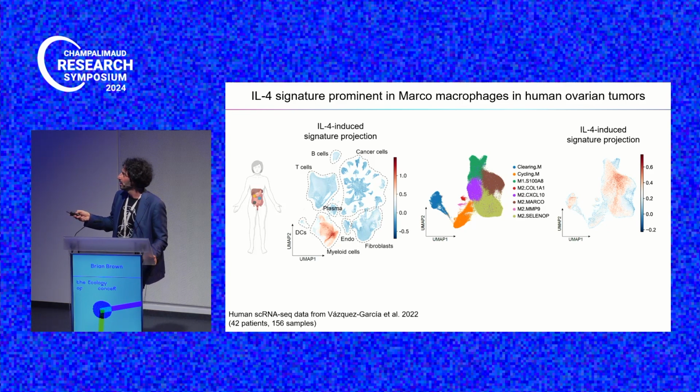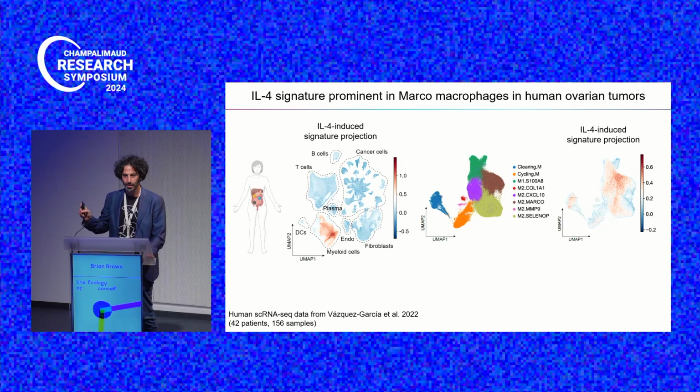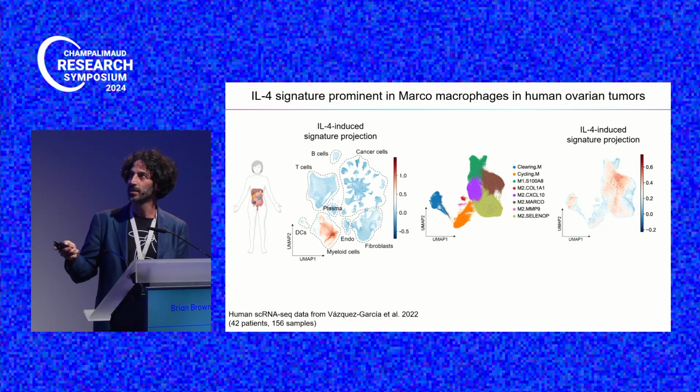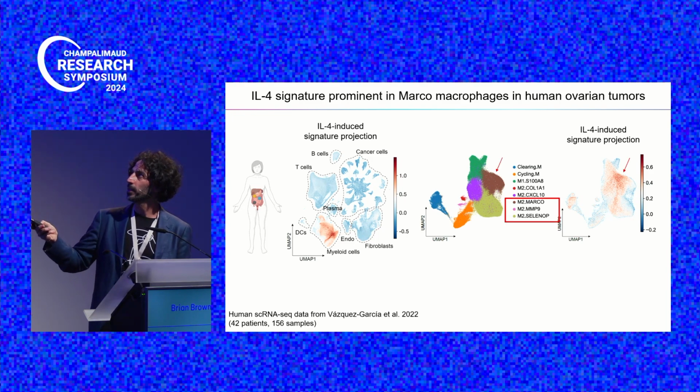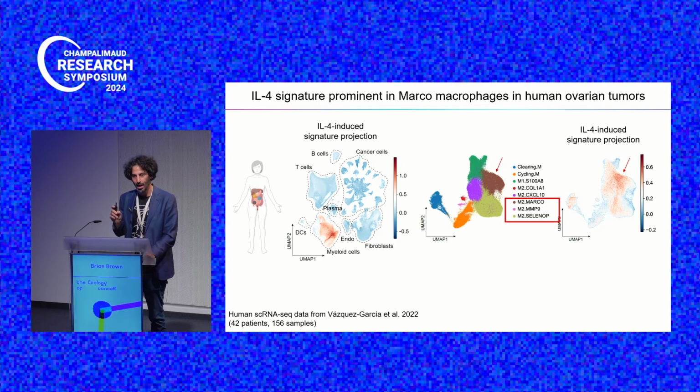When we project that onto these patient tumors, where is it lighting up? It's specifically on the myeloid cells, not on the T cells, not on other populations. So really we see this IL-4 induced signature. And when we looked a little closer, it's really these Marco macrophages that are lighting up the IL-4 signature the most. So it looked to us that in patient tumors, the IL-4 is acting on the myeloid cells and most prominently on the Marco macrophages.